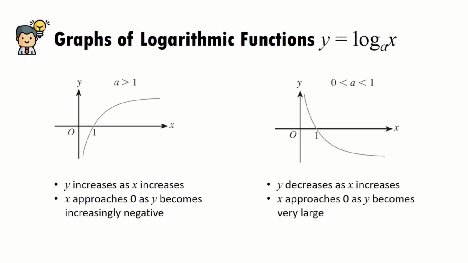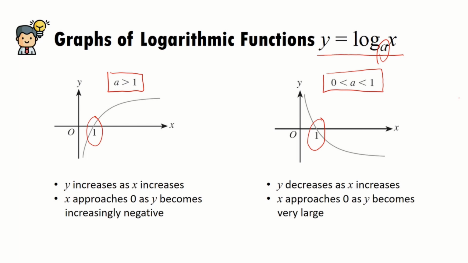Let us first take a look at the graphs of logarithmic functions, where the generic equation of these graphs is going to be y equals log x base a. How the shapes differ is dependent on the value of a itself. On the left is when a is more than 1, and on the right we have the case where a is between 0 and 1. Firstly, I want to bring to your attention that for both cases the x-intercept will be equal to 1.